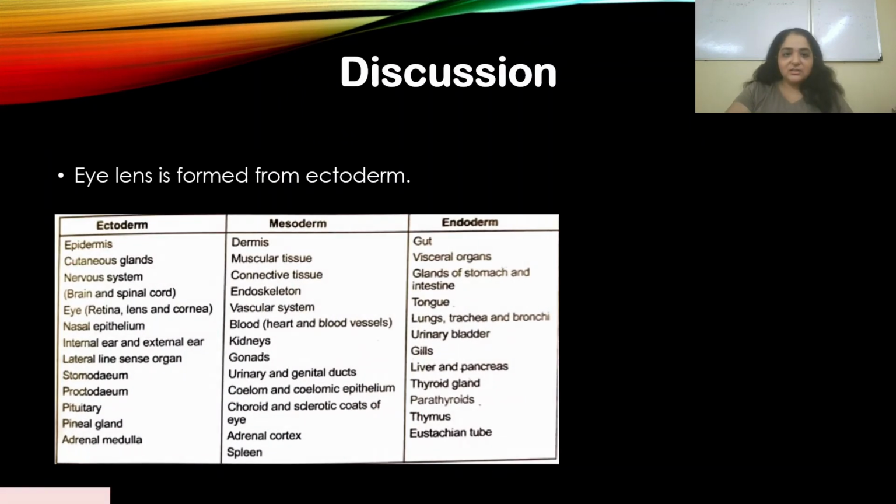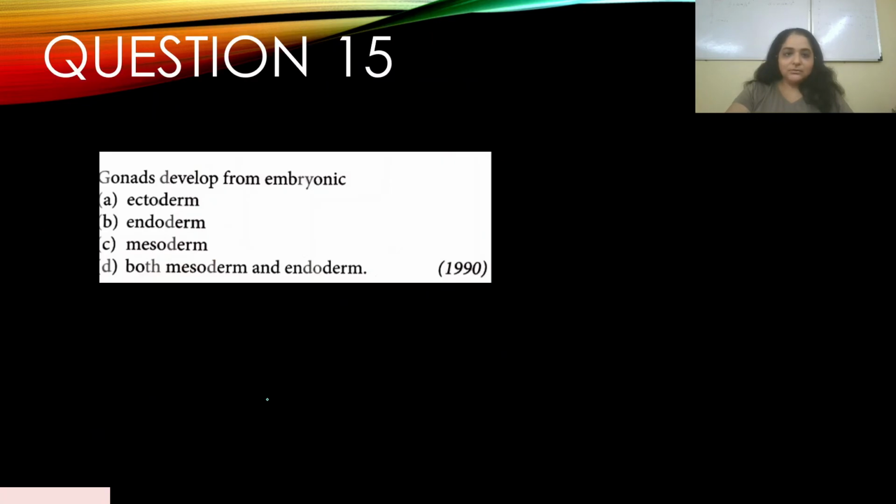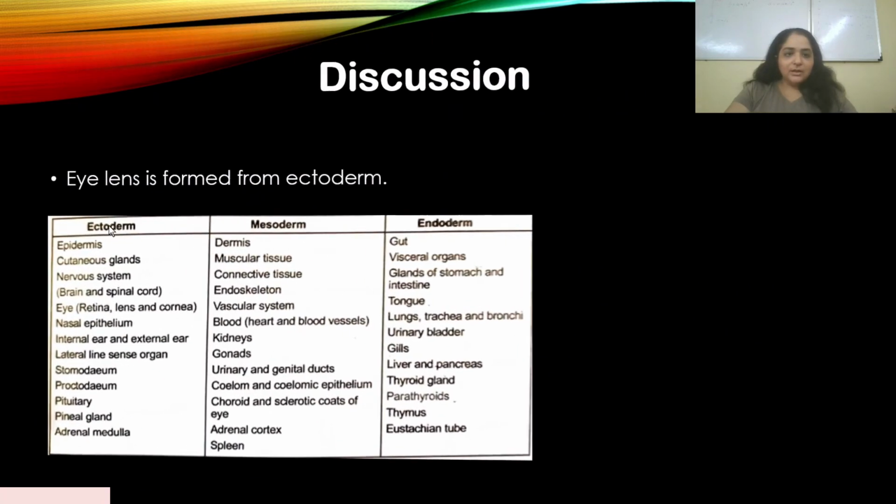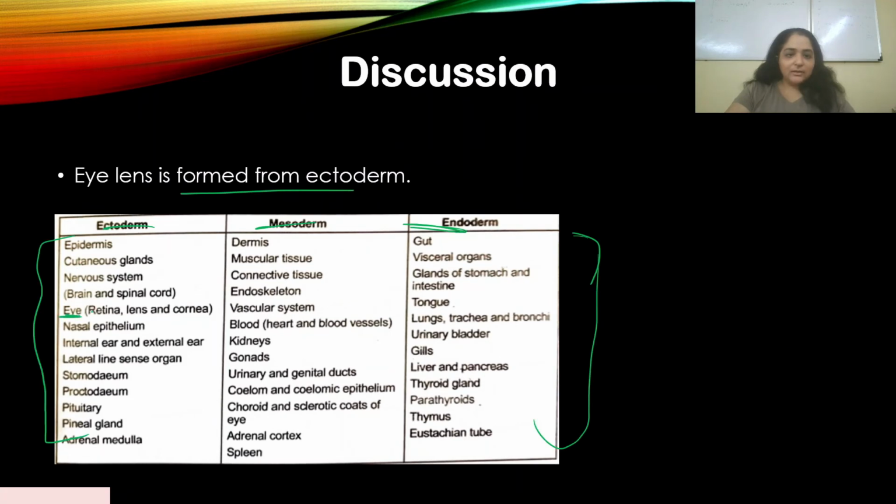I have a list of the different germ layers and the fate of the germ layers. So what is formed from ectoderm, mesoderm and endoderm? Learn it. All right. Eye lens is formed from ectoderm. So you see, the eye lens, retina and cornea are formed from the ectoderm.